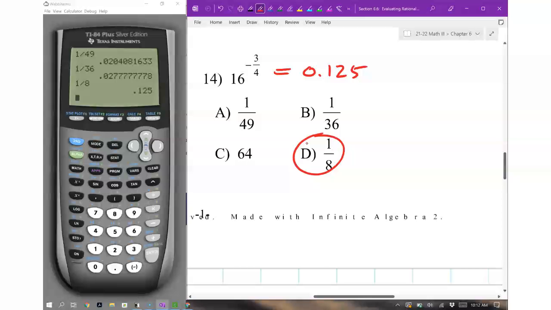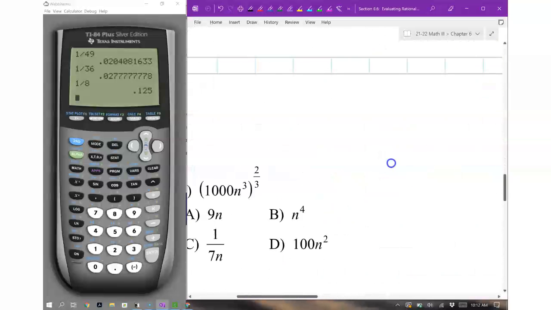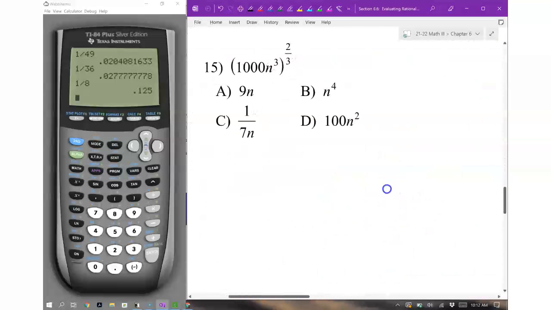Okay, so we're going to do one more, number 15. So if your calculator throws decimals at you, you're going to have to do it the way I just did it, by calculating the answers, seeing which ones match, okay? Some of you guys have nicer calculators where the screen is a little bigger so it can actually write fractions for you. If it can, then you'll get the 1/8, okay?